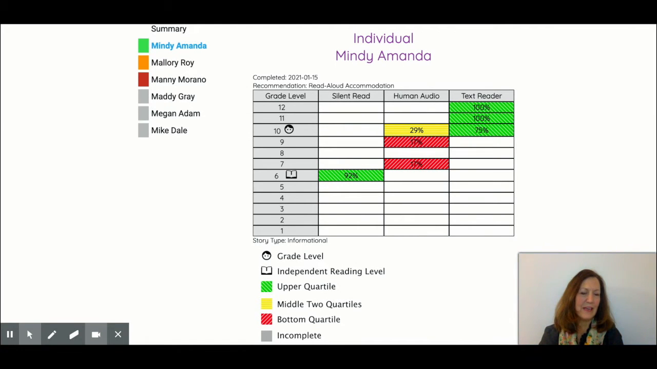The purpose of this video is to learn how to read individual student data. So let's go through the basics. The first is to look in this grade level column. The silhouette represents the student's grade level and the book represents their independent reading level. So this is a 10th grader reading independently at 6th grade level.